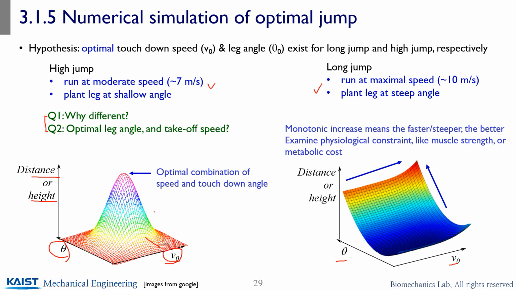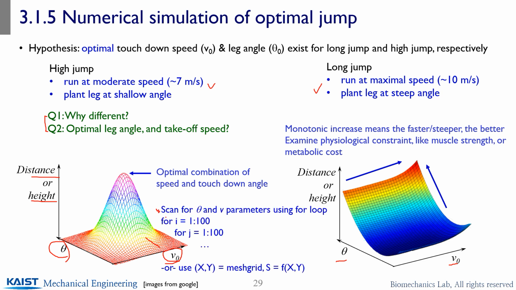One MATLAB tip for calculating this mesh grid: you have to store the value of the distance performance measure as a function of the theta and v combination, right? So maybe you could have two for loops for that, or you can just define it as a mesh grid. That means you have combinations of all the variables for the x-axis and y-axis, and you just plug in those mesh grid variables to calculate the performance. Just a little tip for your MATLAB.